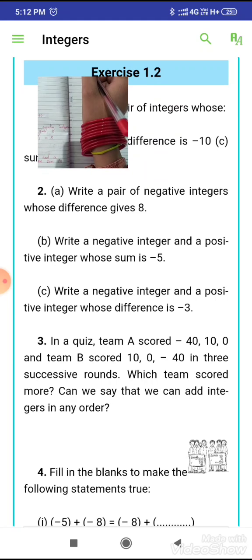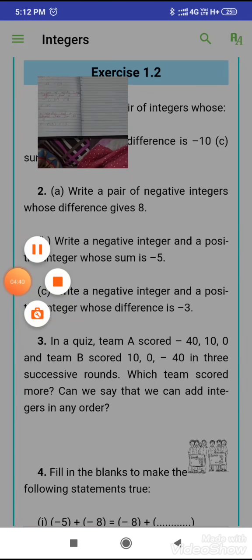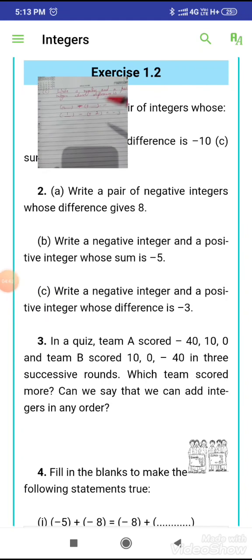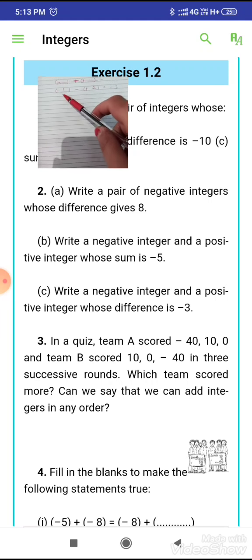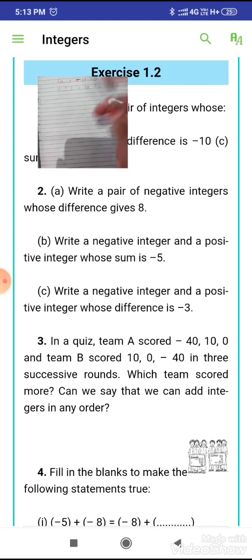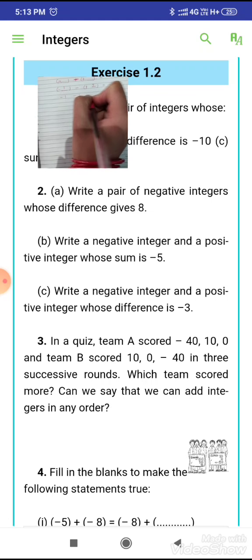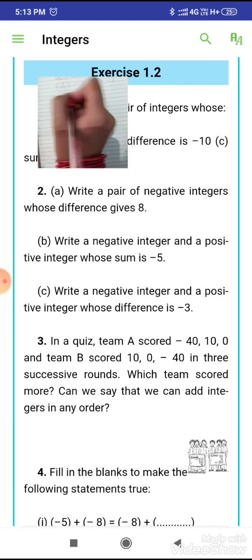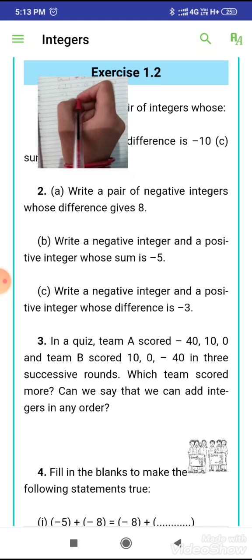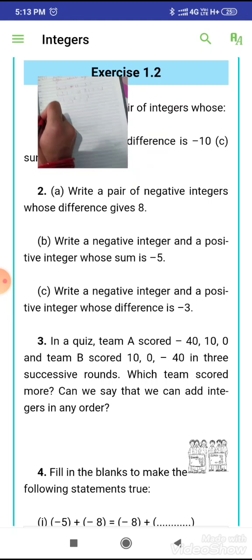Part C is: write a negative integer and a positive integer whose difference is -3. In this question, we have to find a negative integer and a positive integer whose difference is -3, and our integers are -1 and +2. If we solve this, -1 minus 2 is equal to -3. Minus minus is again plus. We have to add these two numbers, so -1 and -2 is -3, which is equal to -3. Now move to question number 3.